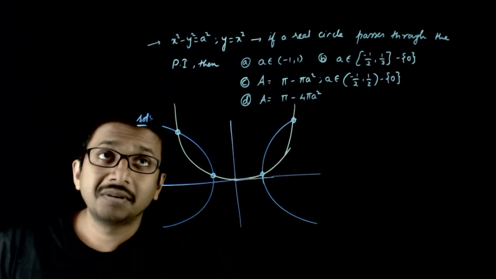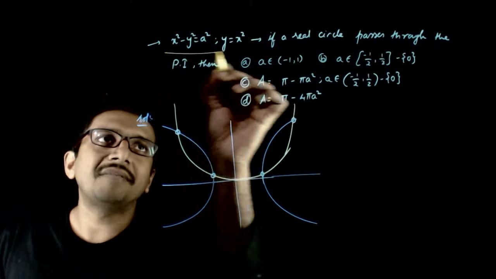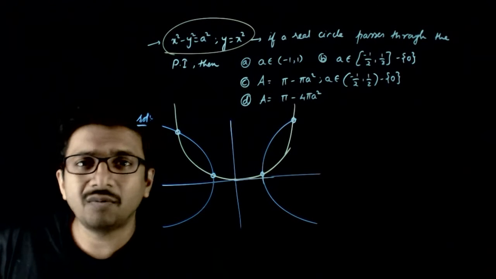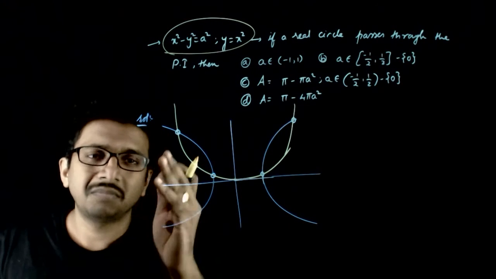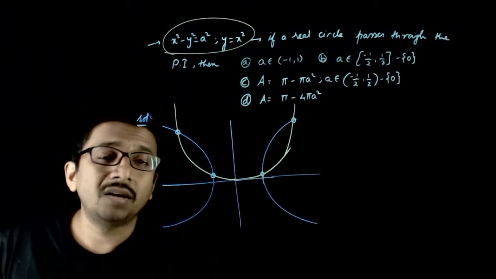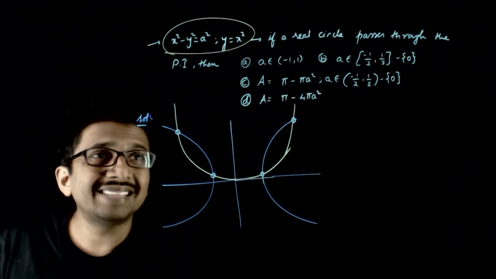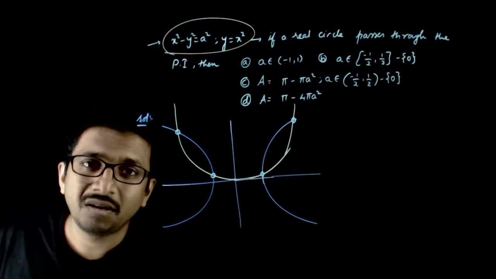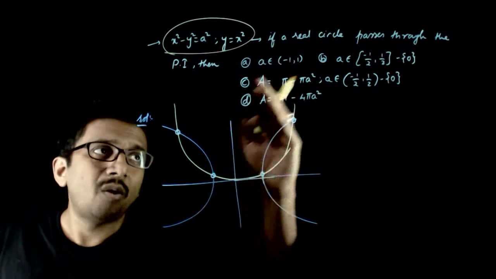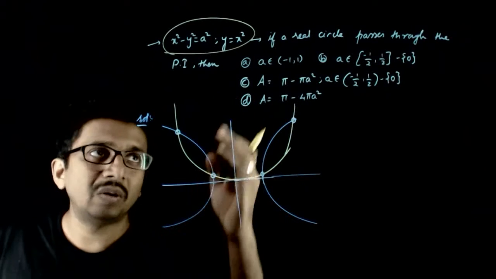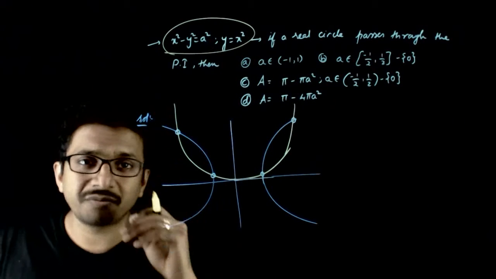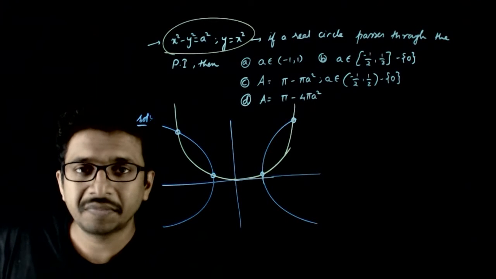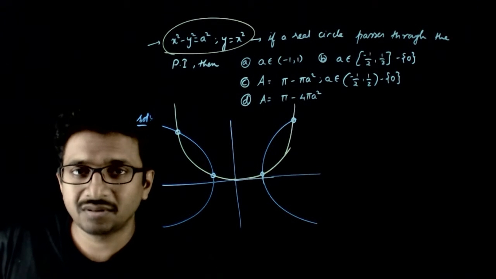So welcome students. In this question you're given a hyperbola x² − y² = a² and y = x², a parabola. Now the question is, if a real circle passes through the points of intersection of these two curves, then what are your conclusions about the possible values of a and the size of the circle? So now how do we do this?